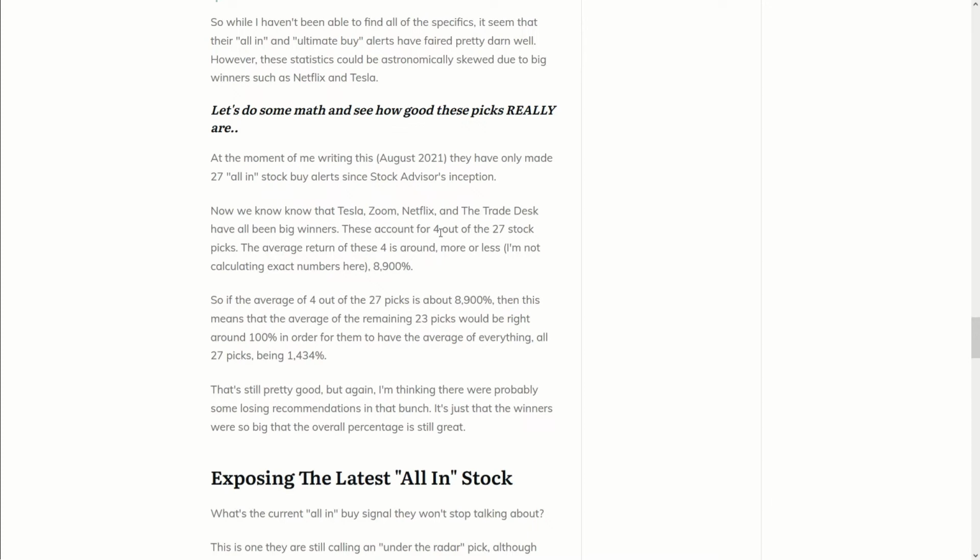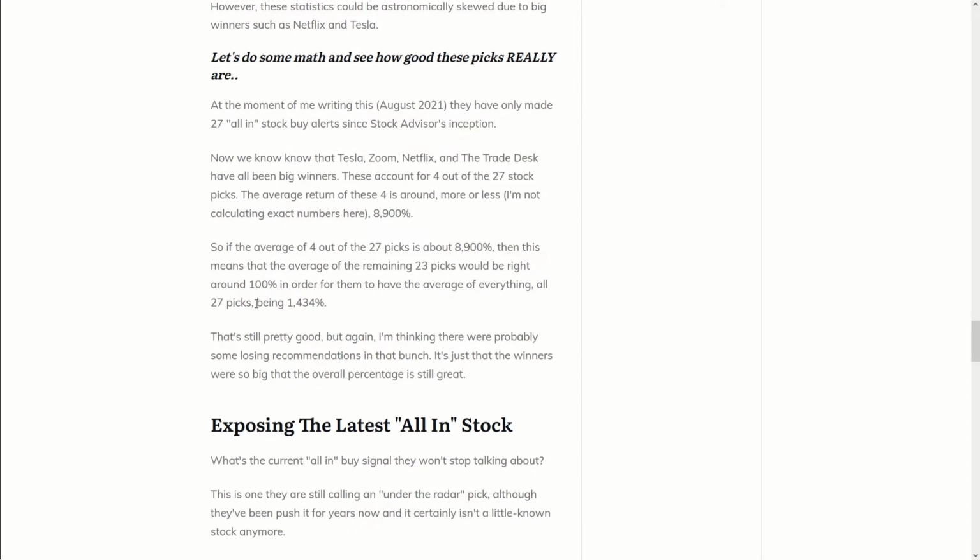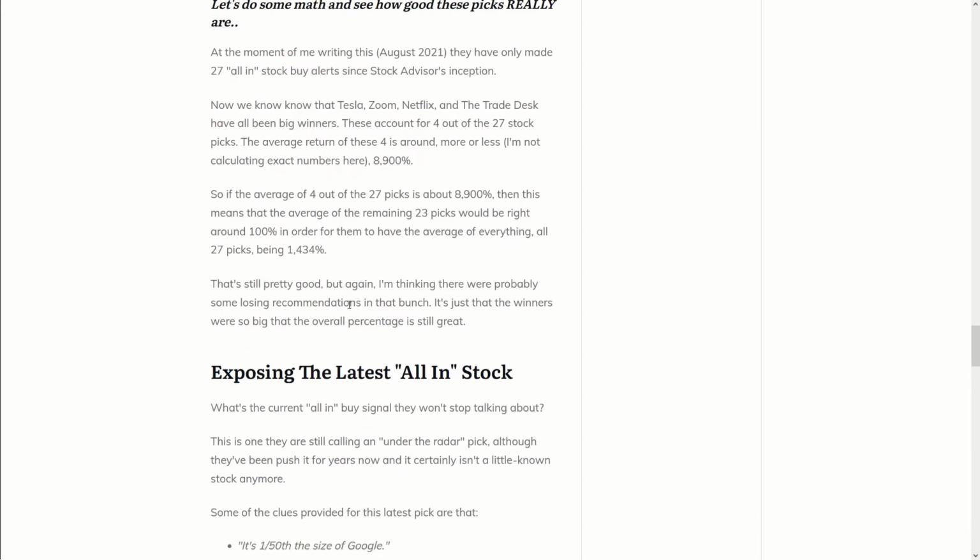But these only account for 4 out of 27 stock picks. The average return of these 4 stocks is around 8,900%. So if the average of 4 out of the 27 picks is about 8,900%, then this means that the remaining 23 picks would hover somewhere around 100% on average in order for them to bring the total average of all 27 to 1,400. So a 100% average out of 23 stocks is still pretty good, but out of those, there must have been some losers. So this all-in buy signal is not guaranteed money.